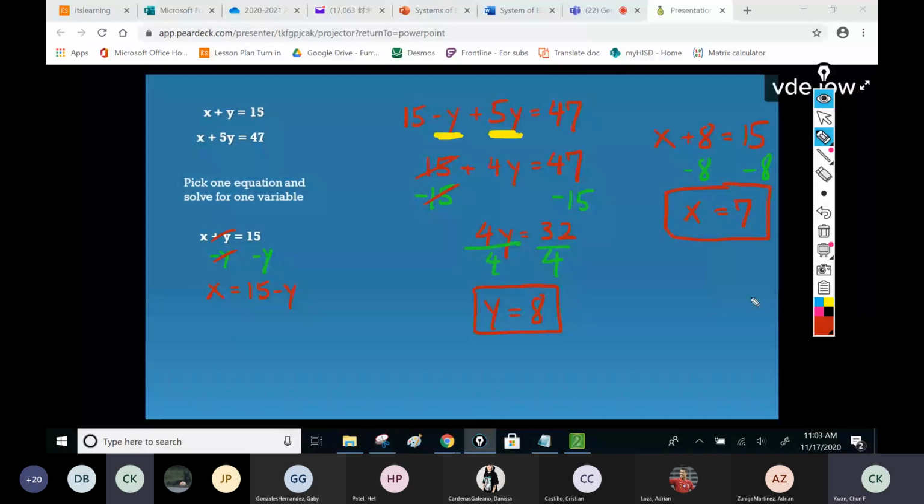So he got 7 of those $1 bills, which adds up to $7. And then he got 8 of those $5 bills, which adds up to $40. Together, they are worth $47, and you have 15 bills in total.